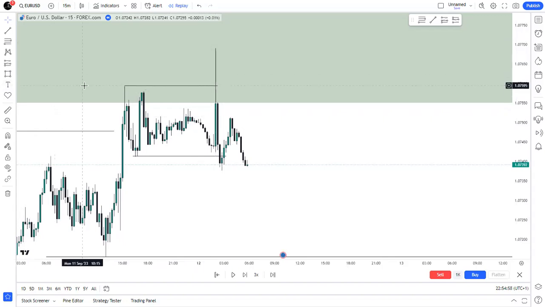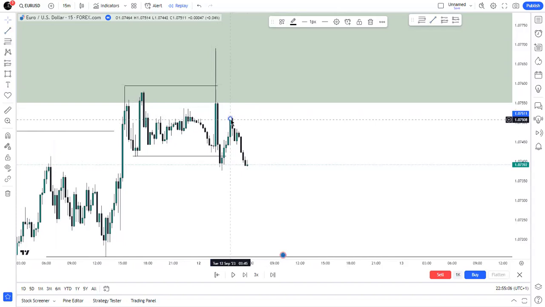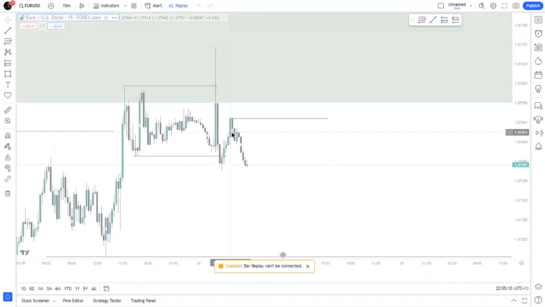So in this case here, even though we actually have an inducement, this is an inducement, and this is also internal liquidity. So if you want to make use of the inducement, fine.